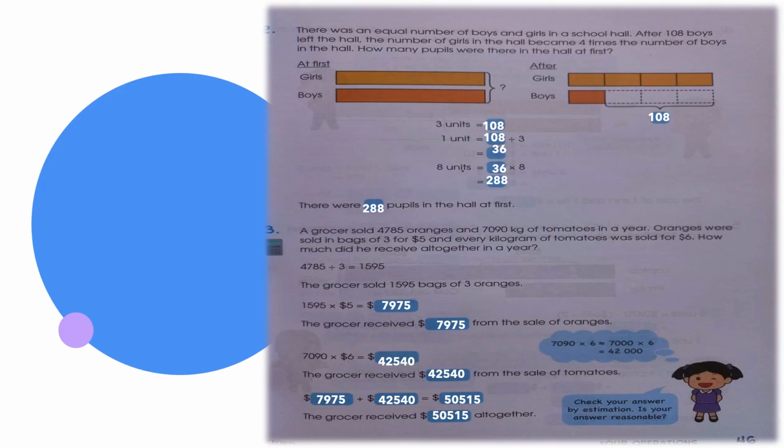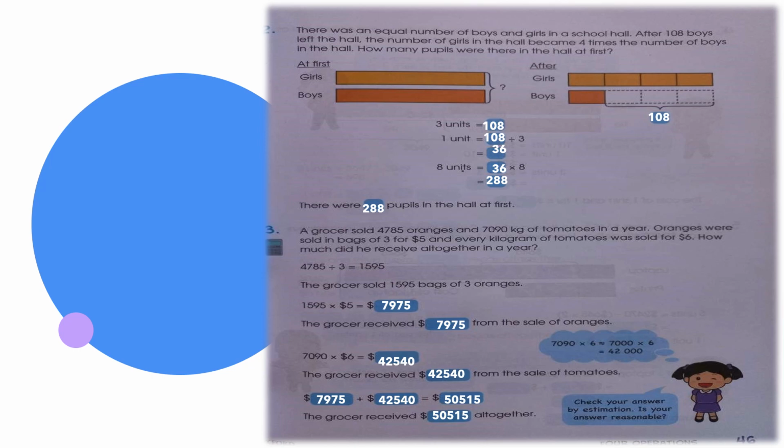Now look at question number 2, which says there was an equal number of boys and girls in a school hall. After 108 boys left the hall, the number of girls in the hall became 4 times the number of boys in the hall. How many people were there in the hall at first? First, girls and boys were equal, but after 108 boys left the hall, the number of girls became 4 times the number of boys, which means for every 1 unit of boys, there are 4 units of girls. And this situation arises when 108 boys left the hall.